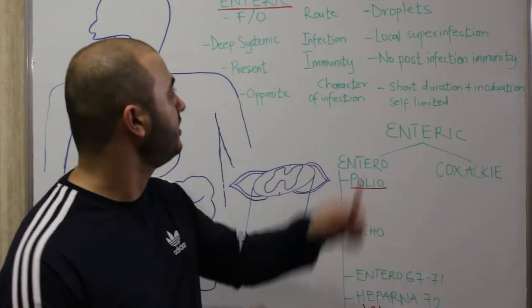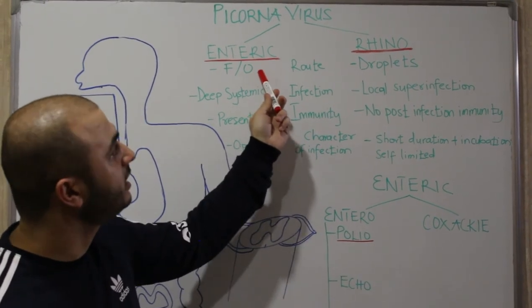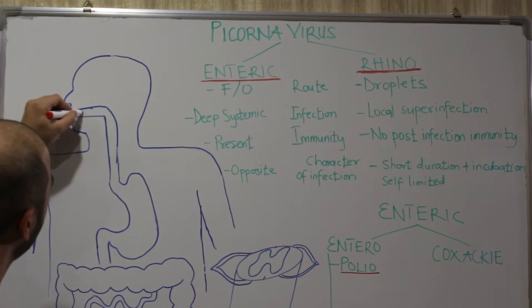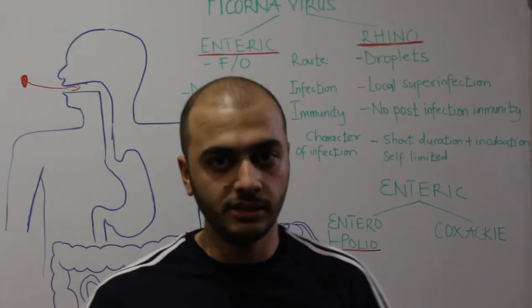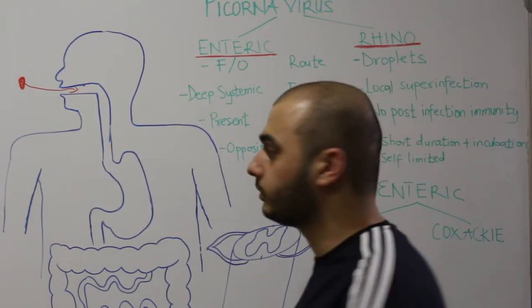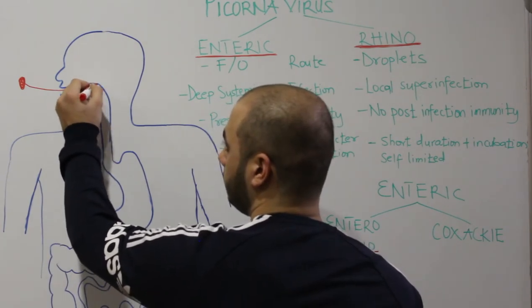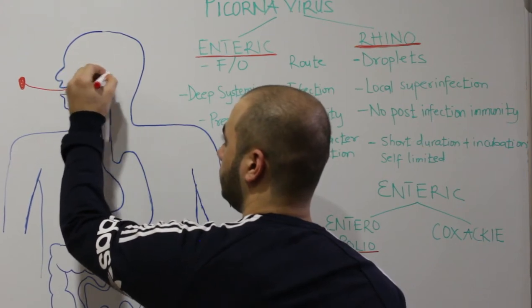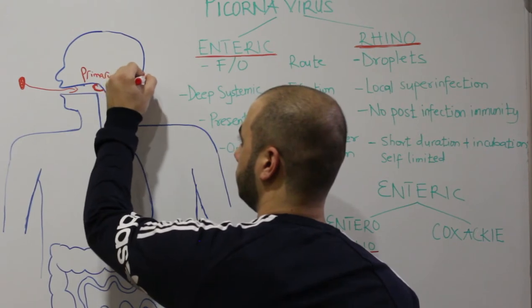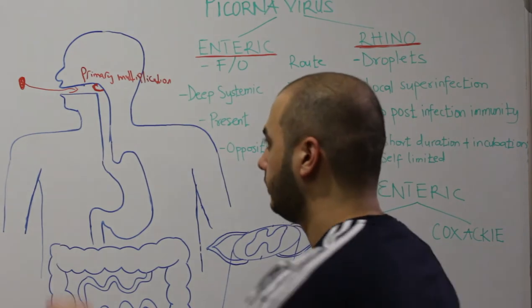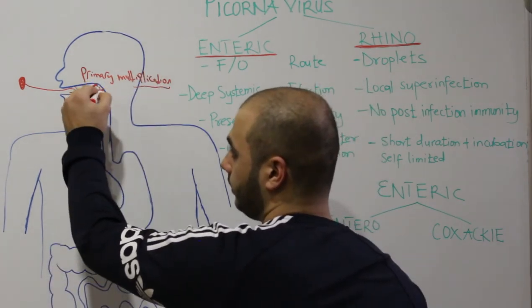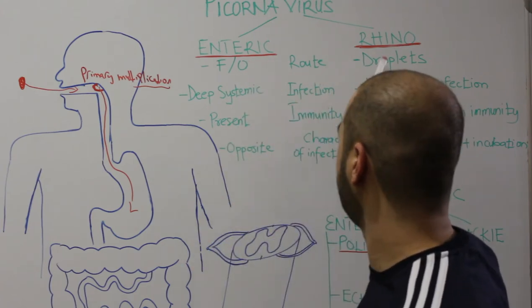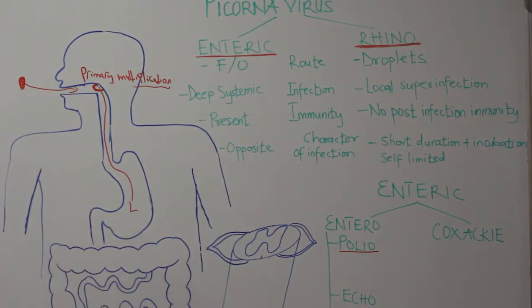First of all, we already said that poliovirus belongs to enteric viruses, so it's spread by the fecal-oral route. The virus will enter with food or contaminated food through the mouth, and there it will replicate inside the pharynx. It's called the primary multiplication site, here in the nasopharynx. Then after this process, the virus will proceed to the stomach.